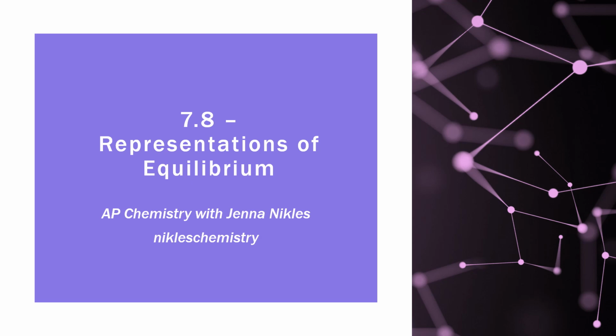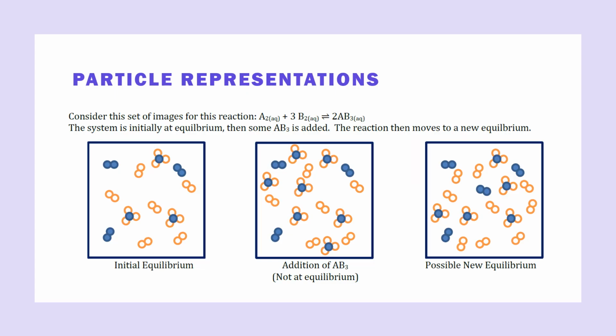Hello, today we're going to talk about representations of equilibrium. Okay, so here's an example of a particle representation of equilibrium. So we have our reaction A2 plus 3B2 yields 2AB3. So you can have these particle representations of them.